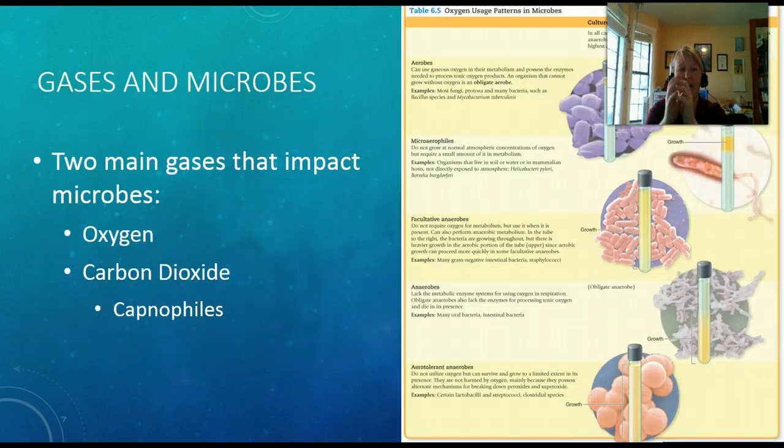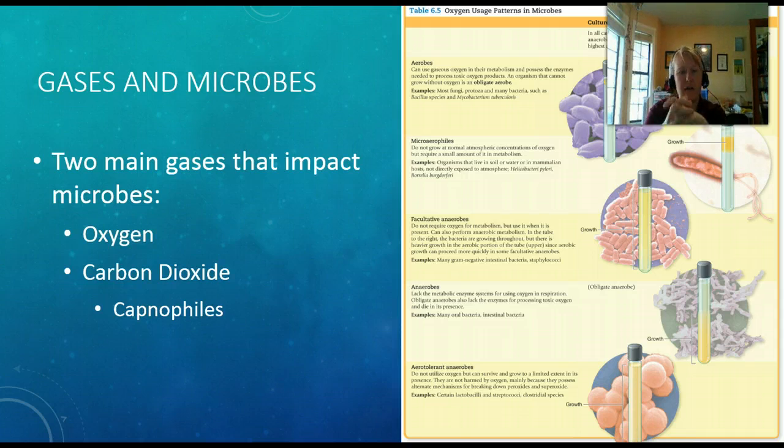So now let's talk about gases and microbes. And you've already been exposed to some of this in lab. The first main gas that's important to microbes is oxygen. Now you think right away it's because they always need oxygen, and that's not true. Actually, some of them can't grow in the presence of oxygen. So let's start with the ones that are closest to us. These are aerobes, or sometimes called obligate aerobes. These have to grow in oxygen. They have to have oxygen to grow.